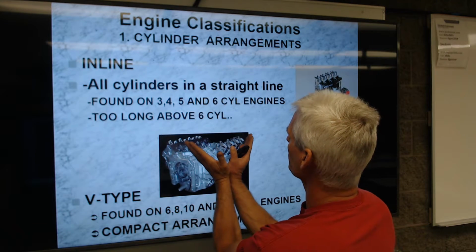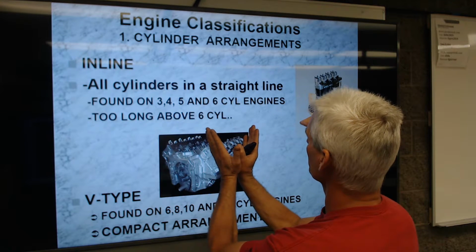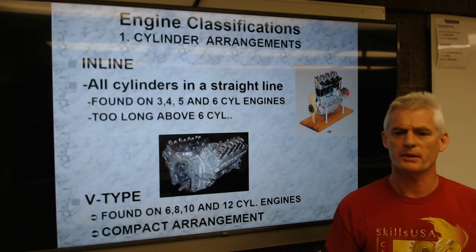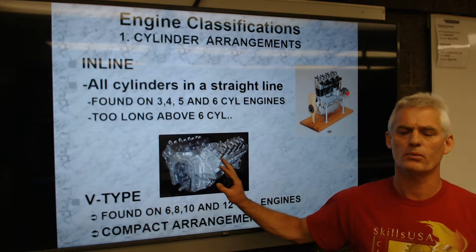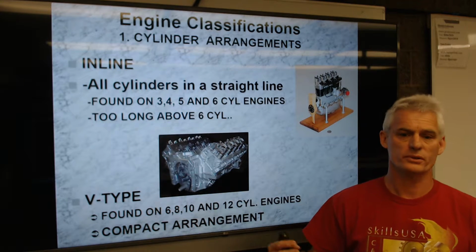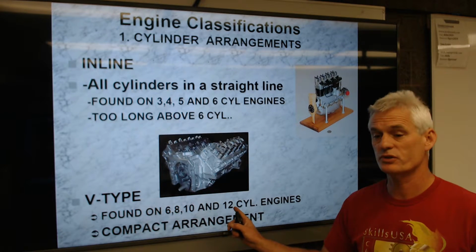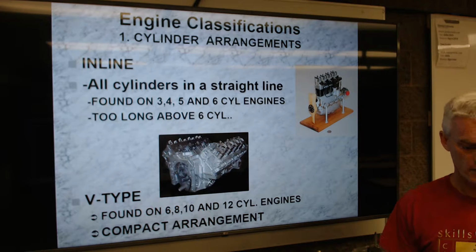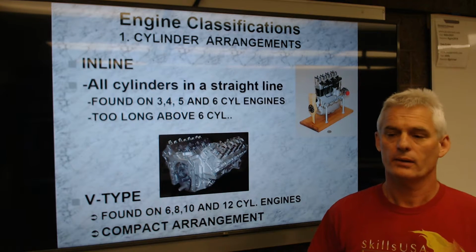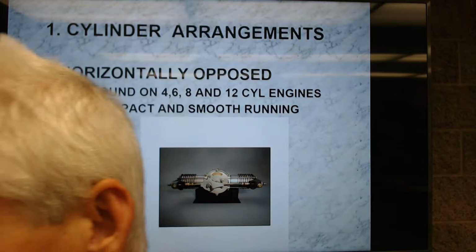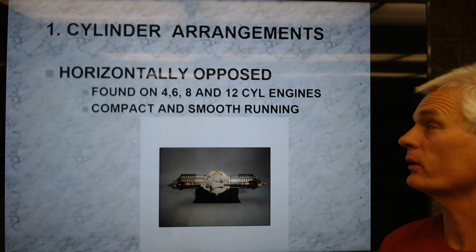There are 90-degree V8 engines. There are 60-degree V8 engines. So a little different designs depending on the manufacturer. But this is a little more compact. We can get more cylinders in a small area. And the more cylinders we have, like a V12 Jag, which is a pretty common engine, the more we get smoothness of operation. So next we're going to look at cylinder arrangements.